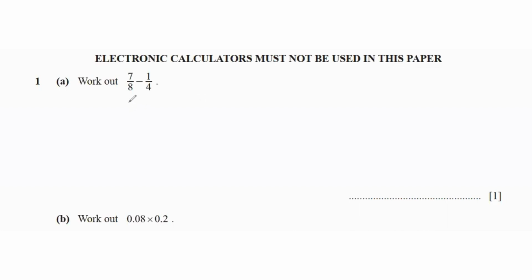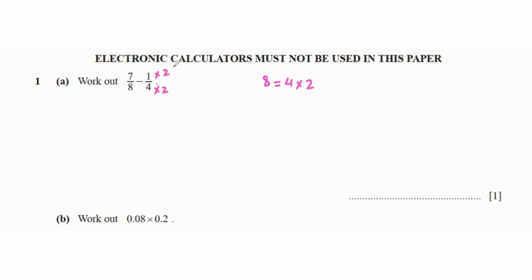First question says work out 7 over 8 minus 1 over 4. Whenever we're adding or subtracting unlike denominators, we first have to make the denominators equal. So as we can see, 8 is 4 times 2, which means we can multiply the second fraction by 2.